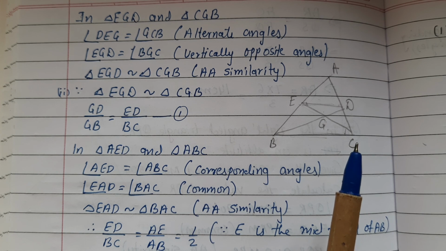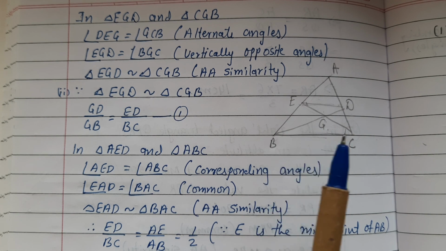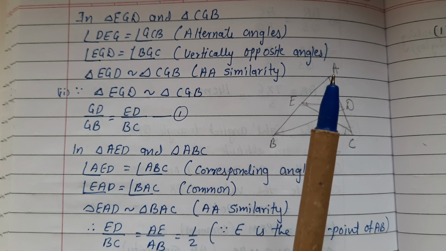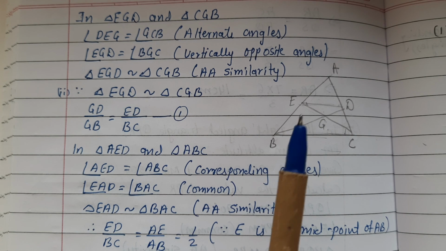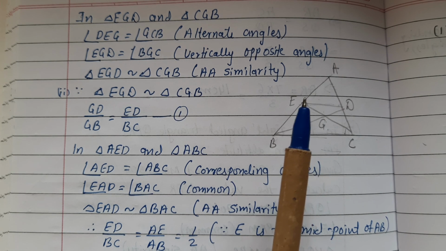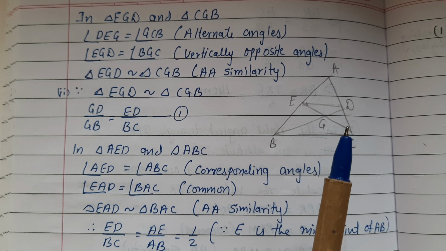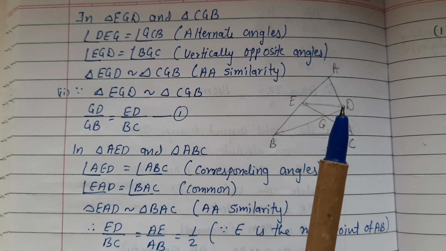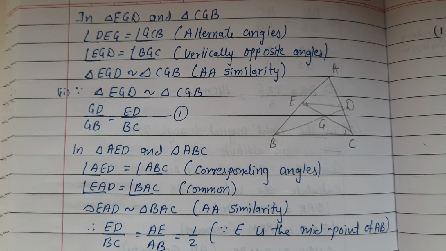In triangle AED and ABC, angle AED is equal to angle ABC, corresponding angles, parallel sides. Angle EAD is equal to angle BAC, common angle. Therefore, triangle EAD is similar to triangle BAC by AA similarity.